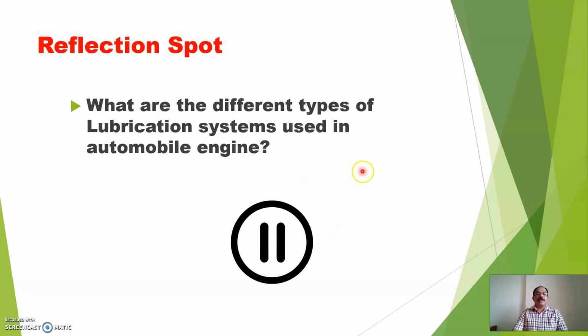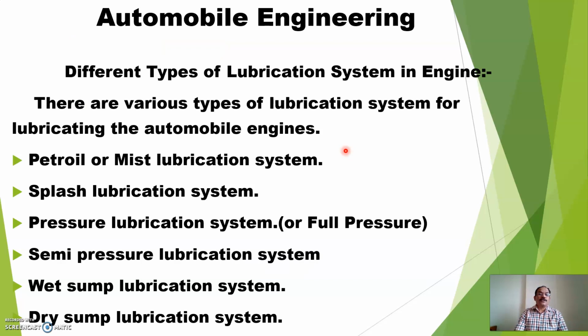Now, again, we must ask the question: what are the different types of lubrication systems used in the automobile engine? These are the six types of lubrication system. We discussed in the last period the mist or petrol lubrication system, the splash lubrication system, and the pressure lubrication system, or full pressure lubrication system. So up to this we have discussed.